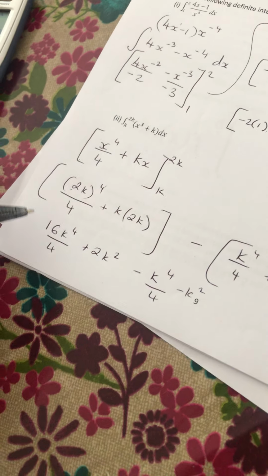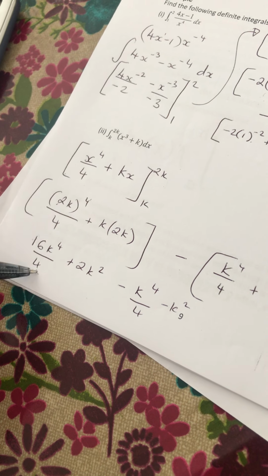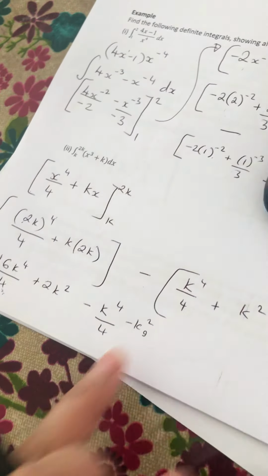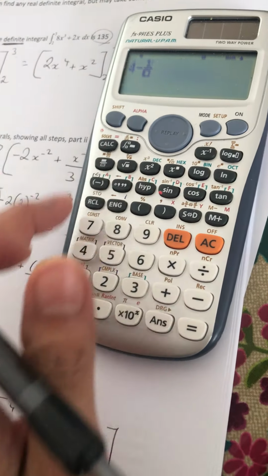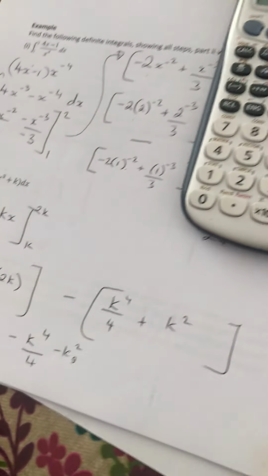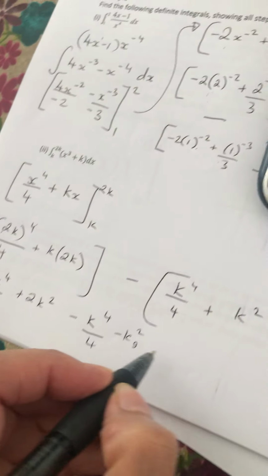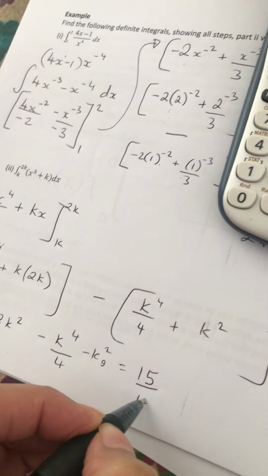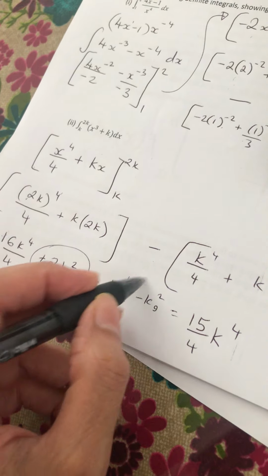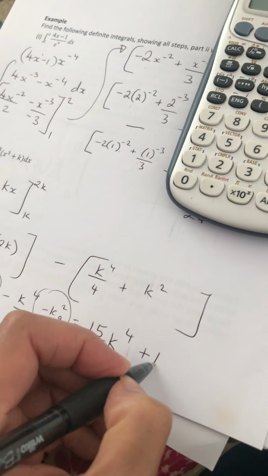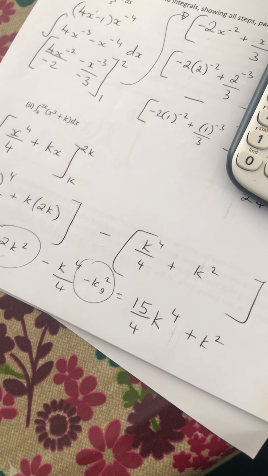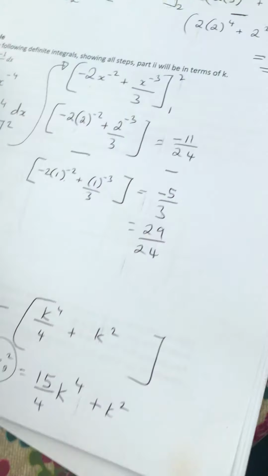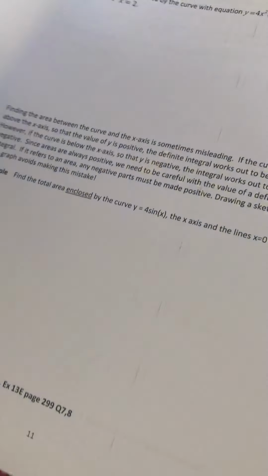Collect your like terms. So here 16 divided by 4, that gives me 4k to the power 4. And I'm taking off a quarter k to the power 4. And I'm a tad lazy, so I am just going to type it into my calculator, which gives me 15 over 4 k to the power 4. And then how many k squareds do I have? I've got 2k squared minus k squared, which gives me 1k squared. I suppose you could factorize that, but it doesn't ask you to, so that's it, you stop. Your answer is in terms of k. Okay, let's do, I think it's one more over the page.